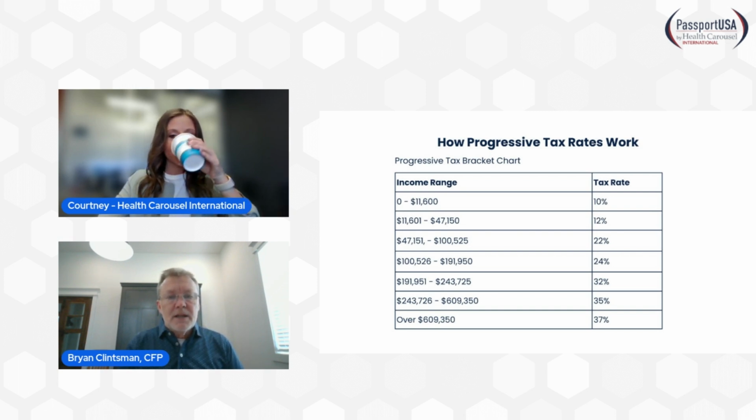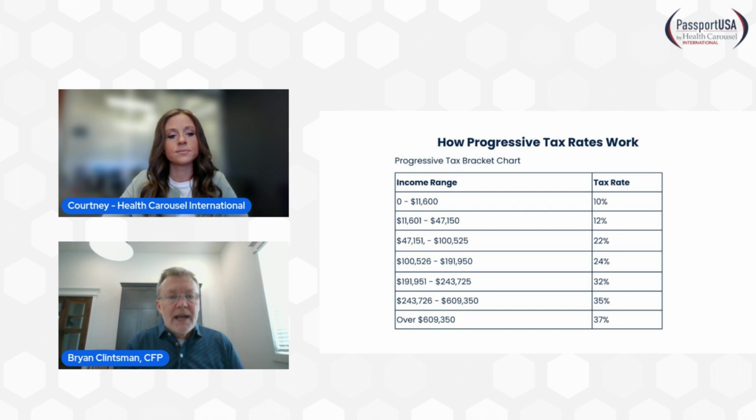And I'll just explain a couple of points about this chart to give you an example. You see that for the first $11,600 of income that you make in a year, it's only taxed at 10%. So if you made $11,600, your tax bill for the year would be $1,160. Now, once you go over $11,600 all the way up to $47,150, all of those dollars are taxed at 12%.